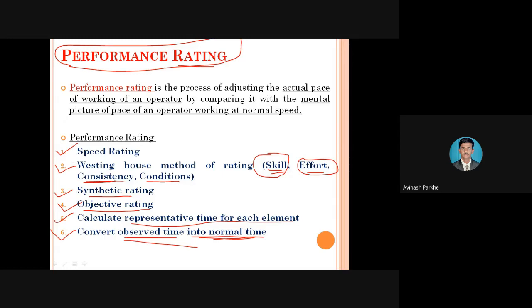Whenever we go for work measurement, whenever we calculate the time of each and every operation or task, along with those time measurements we check the performance of the operator. Therefore, this is a very important concept. You can keep one simple formula in mind: performance rating is equal to normal time upon observed time into 100, and these are the 6 techniques through which you can implement this concept in the industry to check the performance of the operator. Okay, so this is related to performance rating.